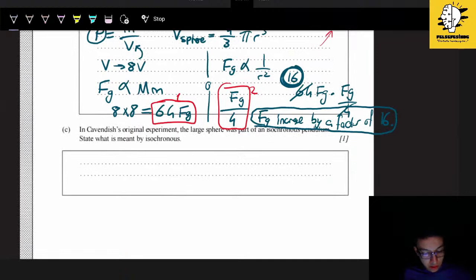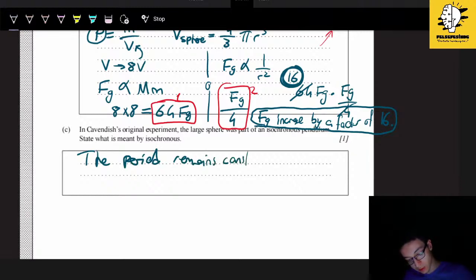In Cavendish's original experiment, the large sphere was part of an isochronous pendulum. State what is meant by isochronous. So this means the period remains constant for any amplitude of swing.